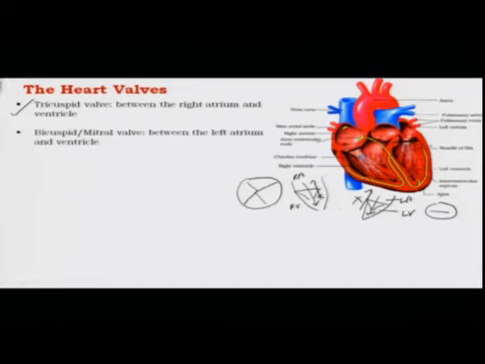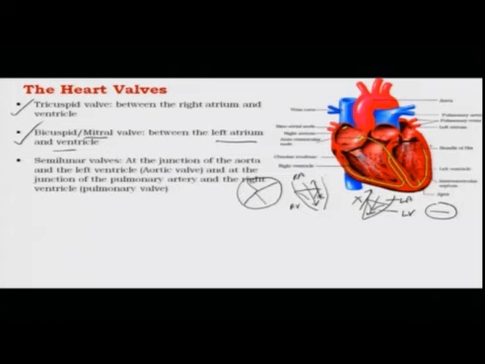So, we have now looked at the bicuspid valve, which is also known as the mitral valve, between the left atrium and the ventricle. Now, there is another set of valves which are called the semilunar valves. So, where are the semilunar valves located?